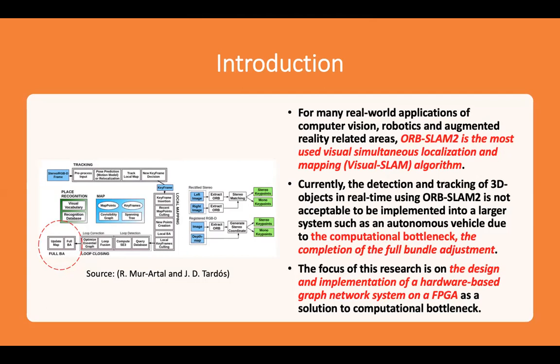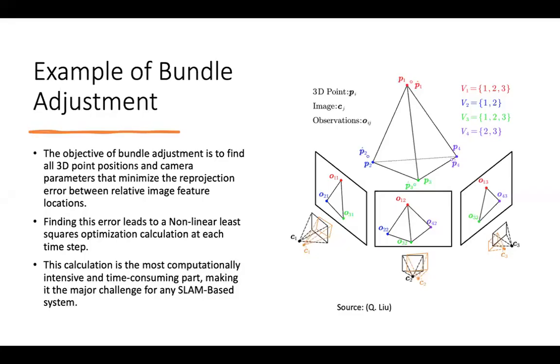Once we get to the very end, the bundle adjustment is the refining of those points. But the bundle adjustment, like I said, is a computational bottleneck, which takes the most time in the whole process. So my goal is to minimize that bottleneck by speeding up the bundle adjustment. Before we get there, let's talk about what bundle adjustment is.